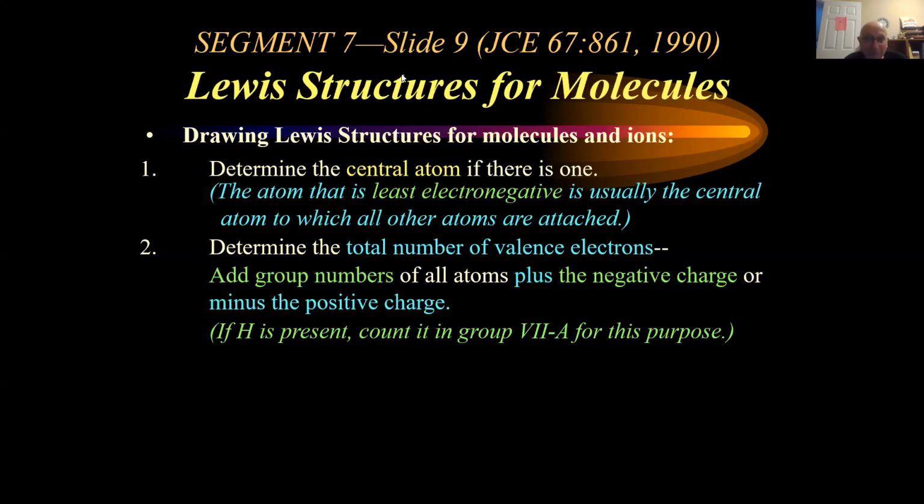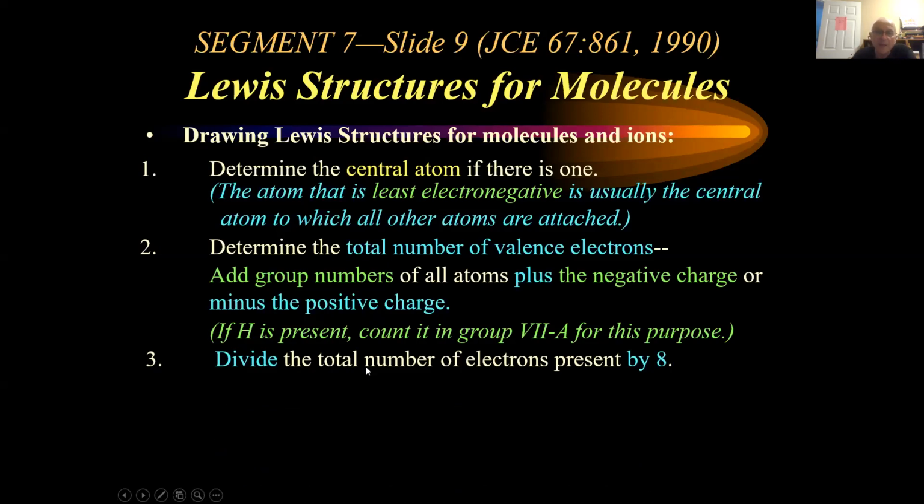Do the structure for the fluorine molecule, and then when you get done, replace all the fluorines with hydrogen, and it'll still work. Except for lone pairs. Don't put any lone pairs around hydrogen. Okay, so if hydrogen is present, you count it as 7 valence electrons as if it were in group 7.